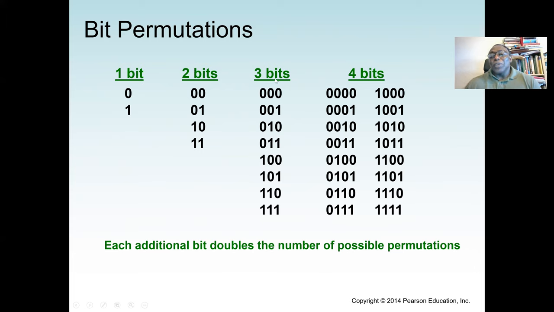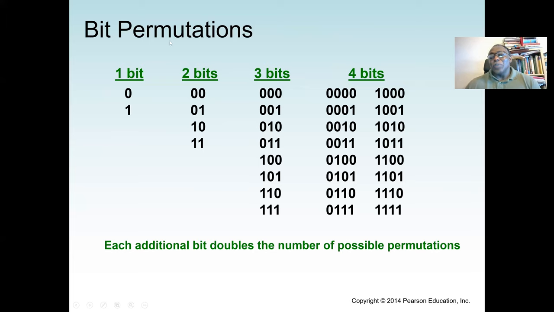Now if it's 3 bits, it will be 8, because the base again is 2, because it's binary numbers. We have only 2 digits, but the number of bits is 3, so it will be 2 to the power 3. And the combination will be 000, 001, 010, and so on. Again, if you count all of this, it will be 8. Then if it's 4 bits, it will be 16, because it will be 2 to the power 4.